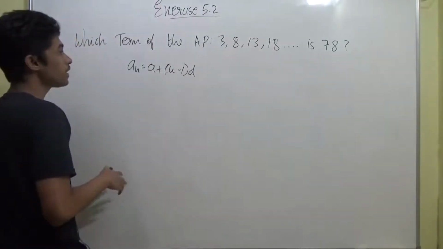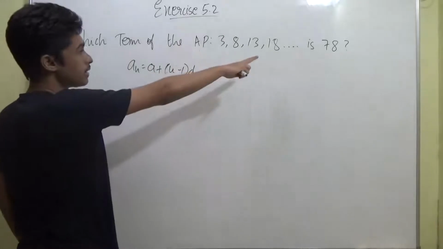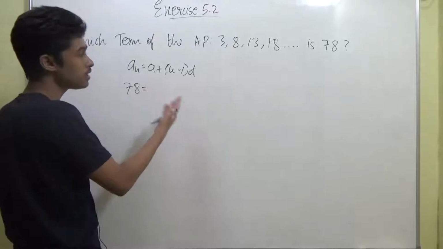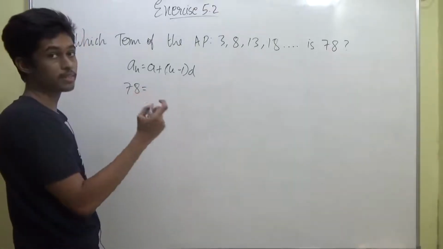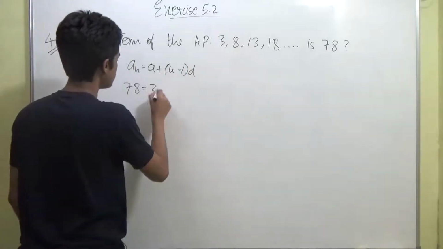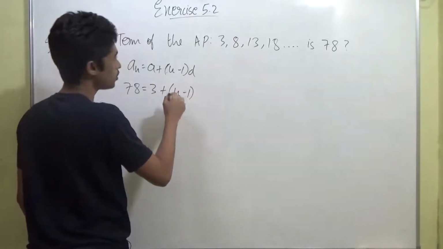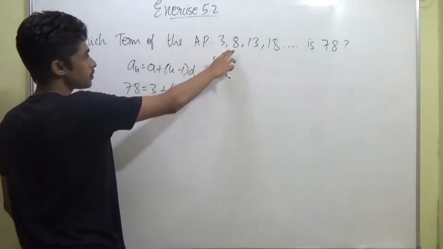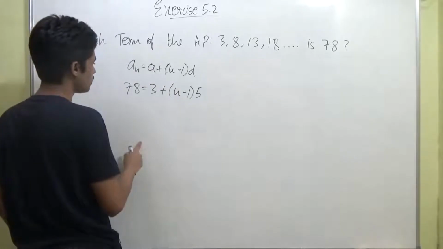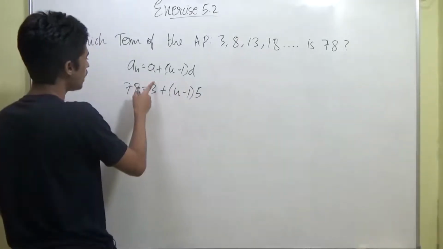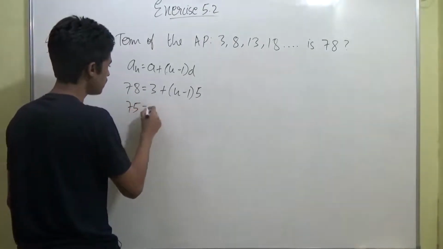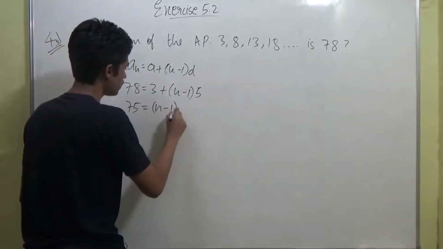Done. Now we have to find that which term of the AP is 78. So we'll write here 78. Let nth term of an AP be 78. Now we have to find that n value. Getting it, guys? So a is 3 here, right? 3 plus n minus 1 into d. What is d here? If you see the difference, it's 8 minus 3, that is 5. So d is 5. Now we have to find the value of n. So this is going to become, okay, I'll take this 3 to LHS, it will become 75 equal to n minus 1 into 5. Correct?